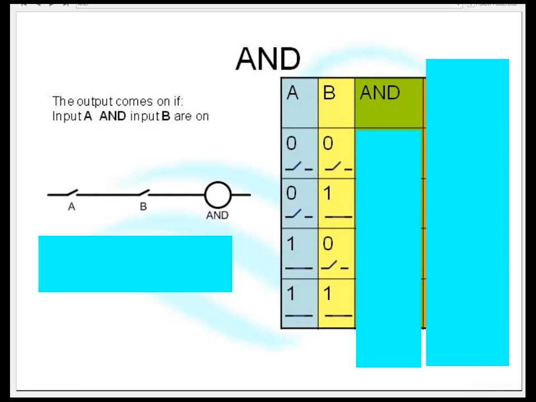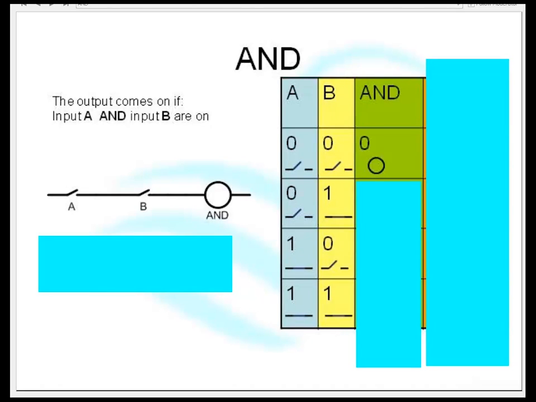Let's look at the first combination. Switch A is off and switch B is off. So I'm looking at this line here. Both of those switches are open. What do I get as an output? I've got a relay on there. What does that relay do when both those switches are off? Yes, that relay is off.